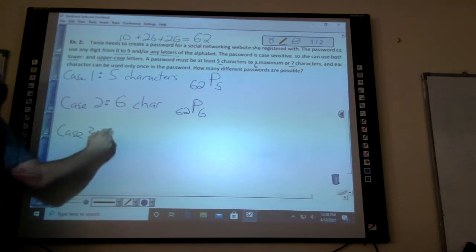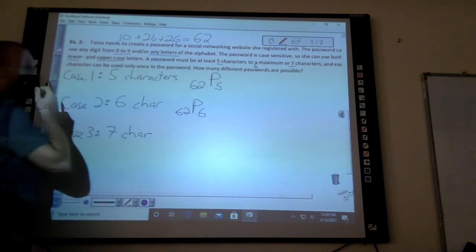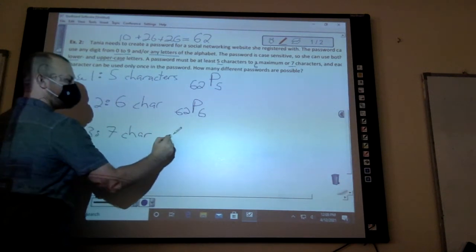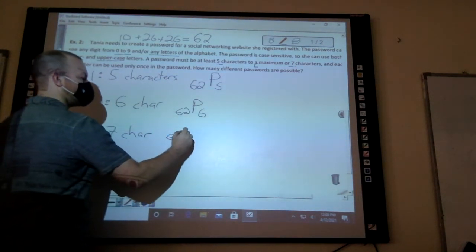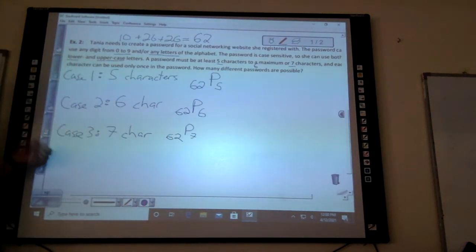Let's look at the last case here. We've got 7 characters. And again, straightforward, picking from 62, and I want 7. Any questions with that so far?